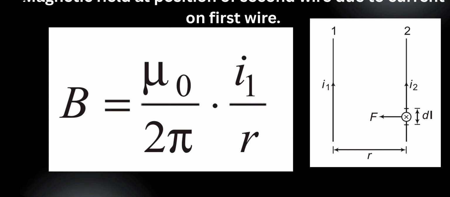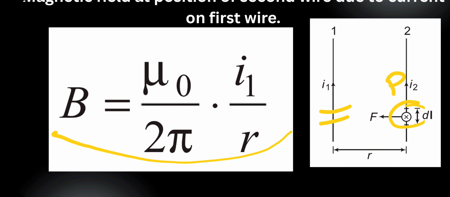So the magnetic field at this position due to current I1 is B equals mu 0 by 2 pi times I1 by r, and this point, let's say P, is placed at distance r from the current carrying wire I1.